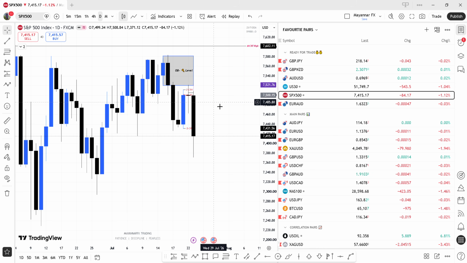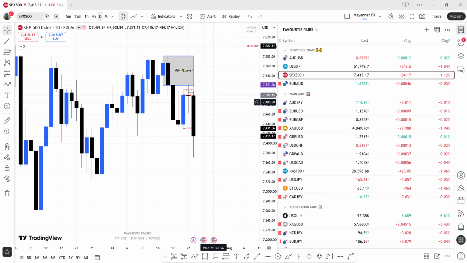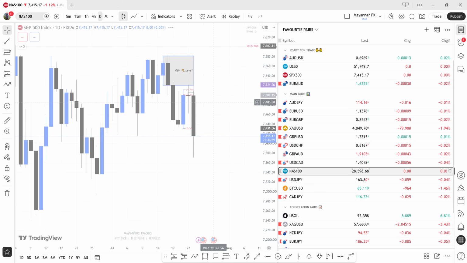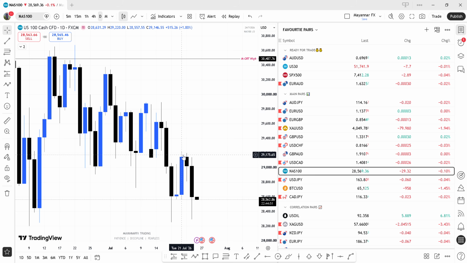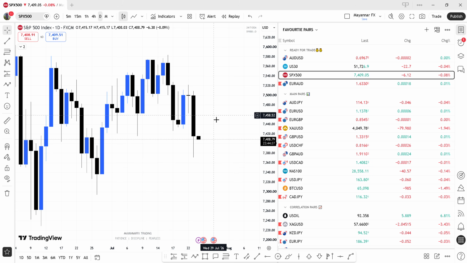So with this, I was already expecting a sell, so I went to my NAS100 to see what I have over there. Same thing, but this time around there was no CRT confirmation here, but I already know we're bearish, so I'm expecting the same thing: a low here, a high, a low. So now going back to my SPX, it's easy for me.